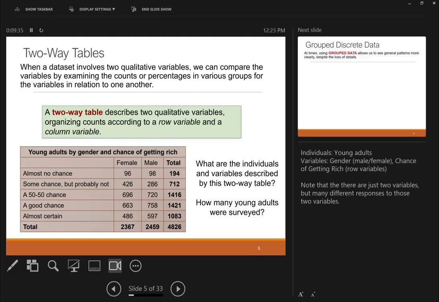Females have almost no chance of getting rich. How many total females did we have in this survey? 2,367. How many people have a 50-50 chance of getting rich? 1,416. Everybody okay with how to read the two-way table?